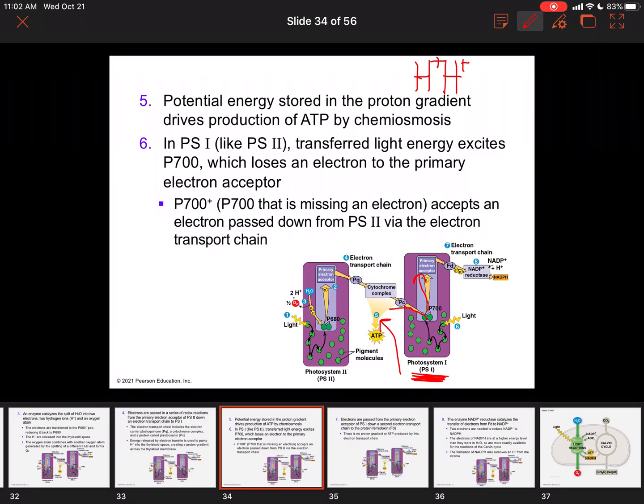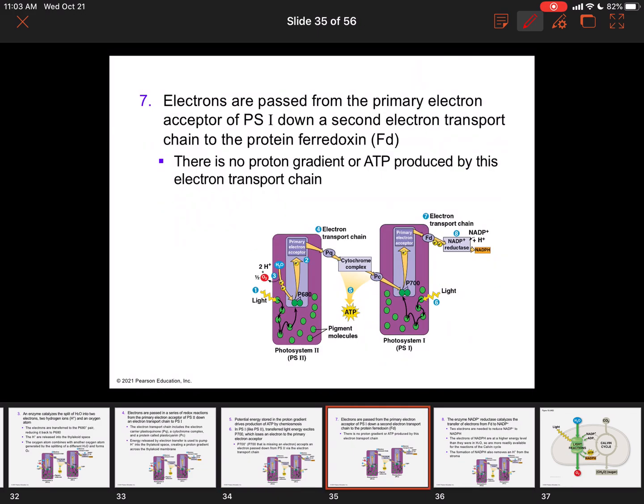And then they are going to be passed along, but this light will cause those electrons to move up to the primary electron acceptor, so that in number 7, in our 7th step, those electrons will pass down this electron transport chain again. So this is a second one.